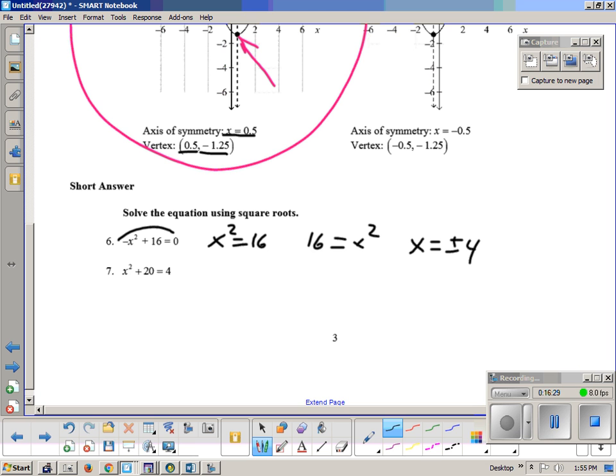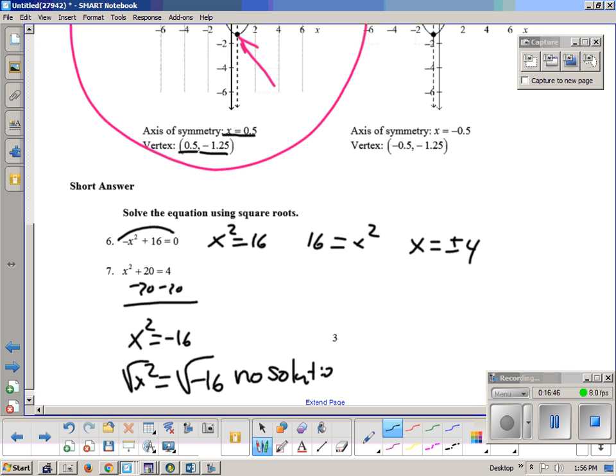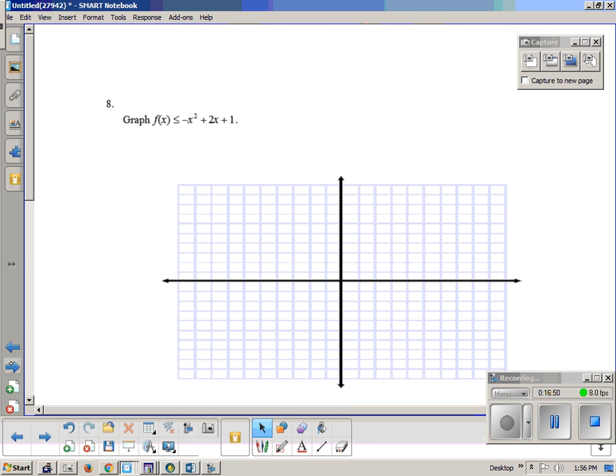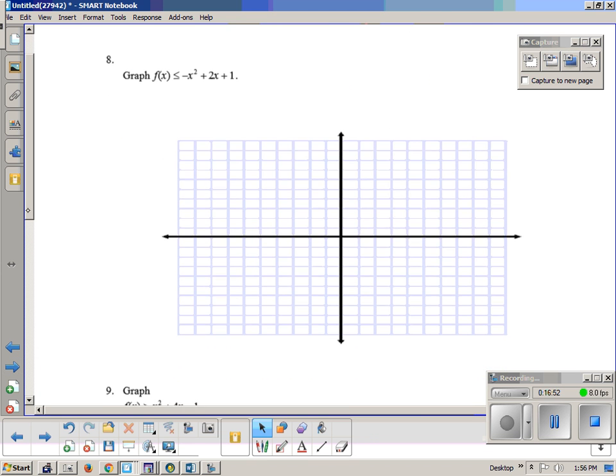We're going to move the 20 over. And when you move the 20 over, you get x squared equals negative 16. And you're going to want to say plus or minus 4, but really, you're going to take the square root of both sides, and you're taking the square root of a negative number, so it's no solution. So be careful. These two questions are very similar. They have different answers.